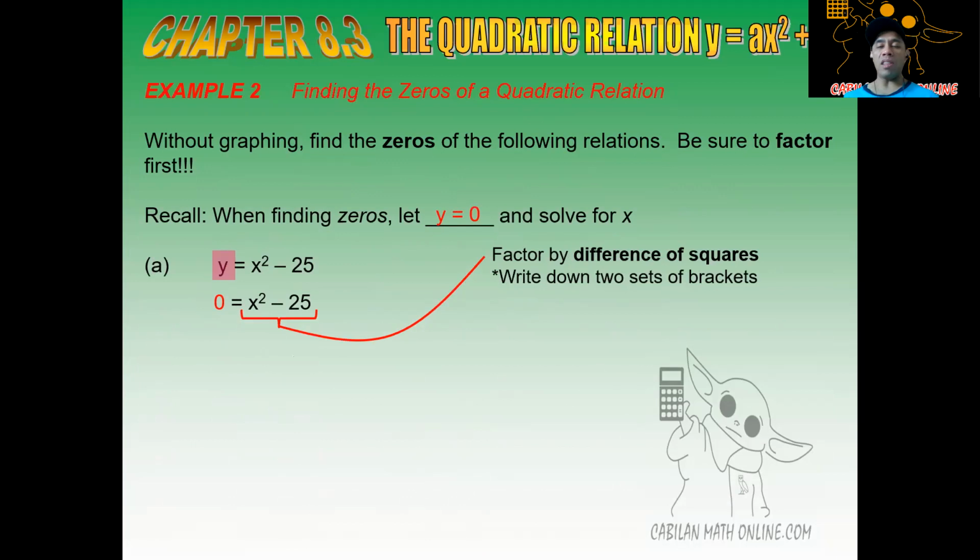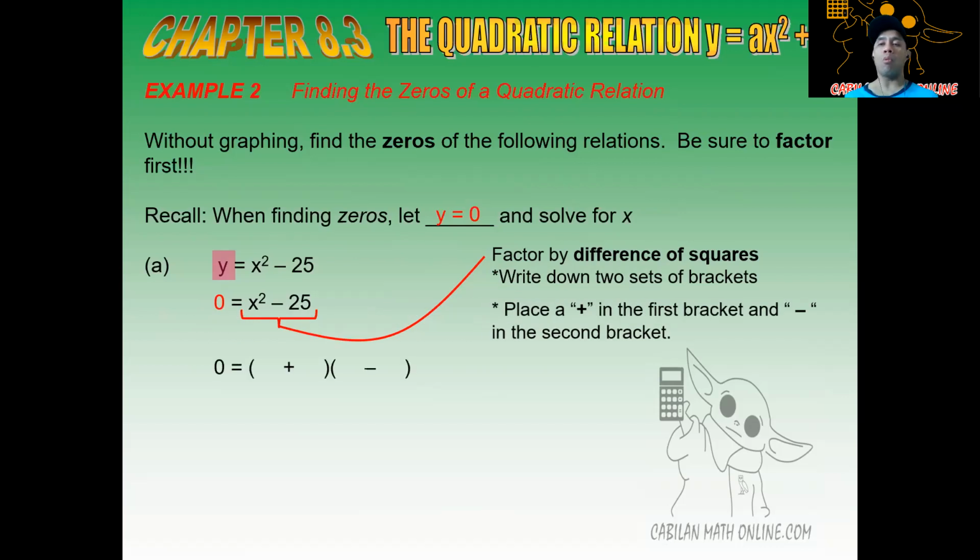Now remember, with a difference of squares, there was a special way to set up the brackets, where you would have two brackets, where the first bracket would have a plus in the middle, and the second bracket would have a negative in the middle. Now keep in mind that you always set this up automatically only for a difference of squares.